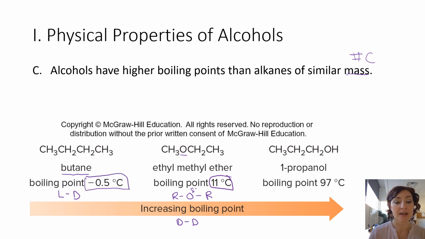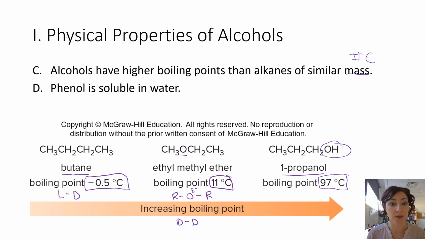So butane is going to turn to a gas at negative 0.5 degrees Celsius, whereas ethyl methyl ether, having dipole forces, is going to have a higher boiling point at 11 degrees. If we were to compare that to a 3-carbon alcohol, 1-propanol, the presence of that hydrogen bonding, look at what it does to the boiling point. Now we're not turning from a liquid to a gas until 97 degrees Celsius because we have hydrogen bonding, and that's causing those molecules to be held closely together.